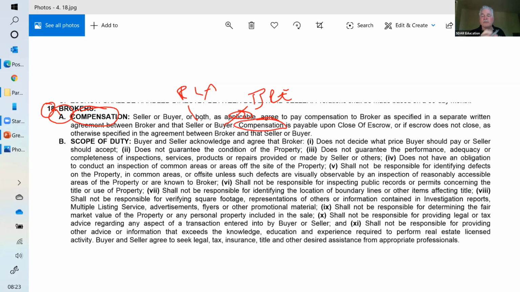Compensation is payable. So by the way, those are my two agreements, right? My RLA is my agreement between the listing agent, the seller's agent, let's call it by the new terms, and the seller. The buyer representation agreement is the contract between the buyer's agent and the buyer, okay?